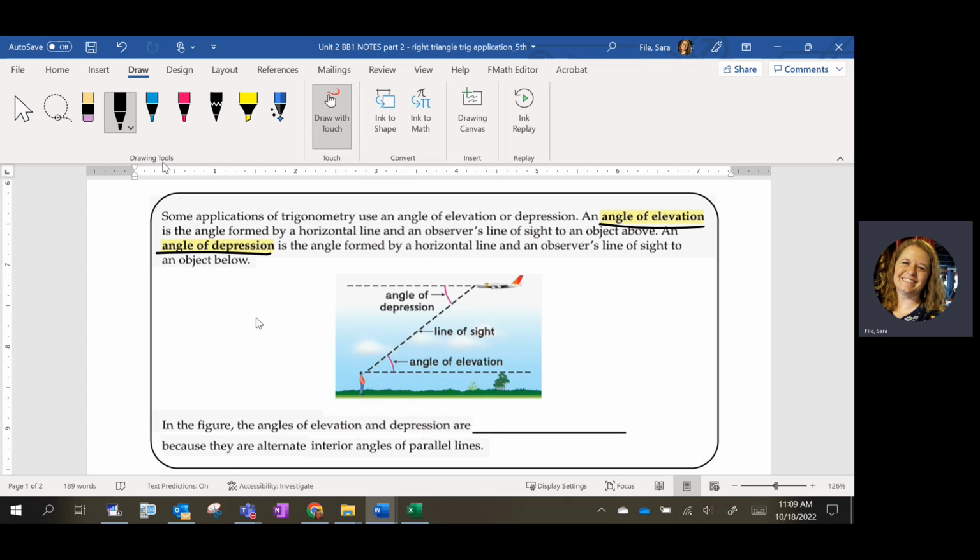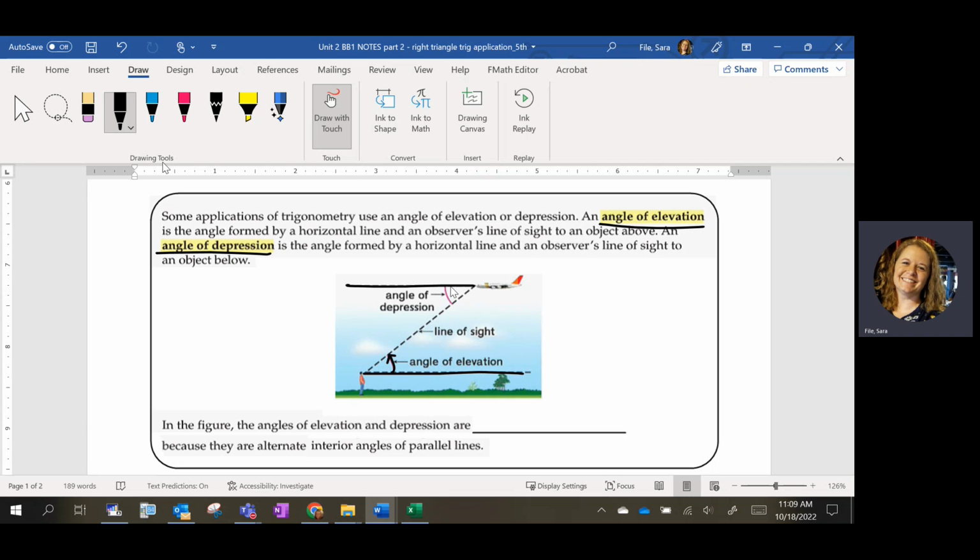In these scenarios, this graphic is showing you an airplane flying. Here's a horizontal, that's the path of the airplane. And here's a horizontal where this guy's line of vision, if he's looking straight, creates this horizontal. Now, when he tilts his head up to look up at the plane, this is called the angle of elevation. It's from the horizontal up. Elevates go up. So from the horizontal up, that's your angle of elevation.